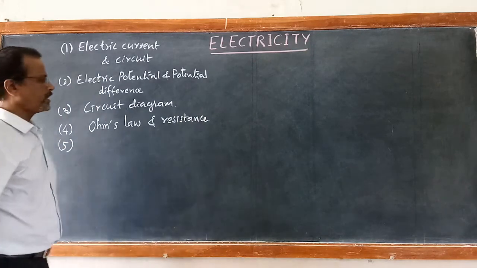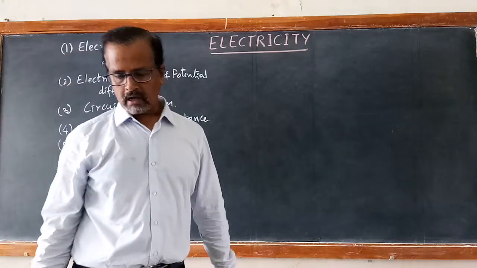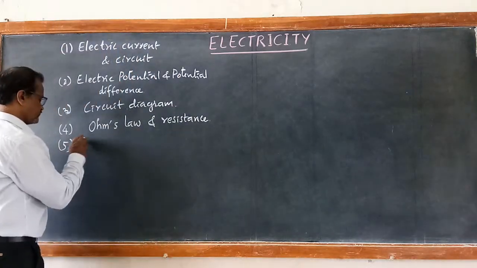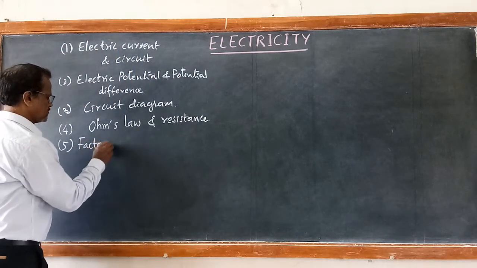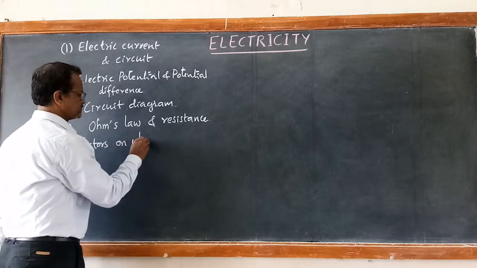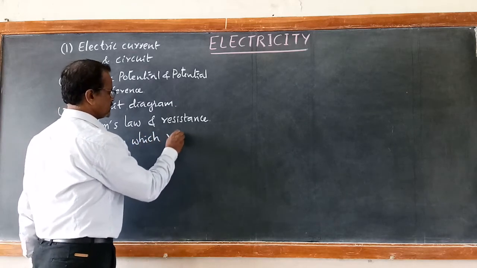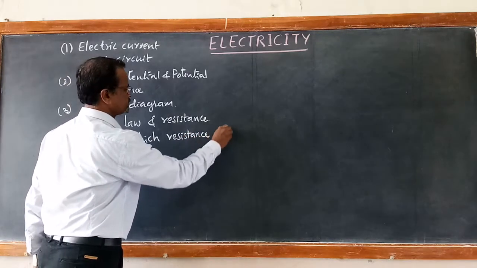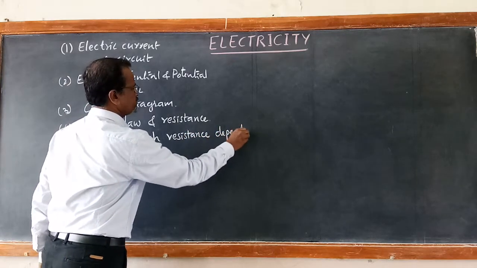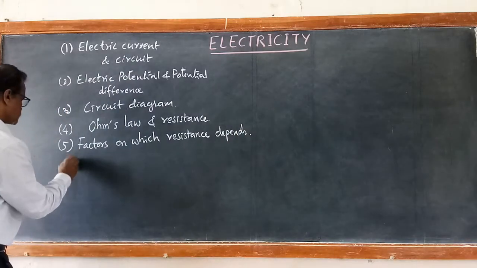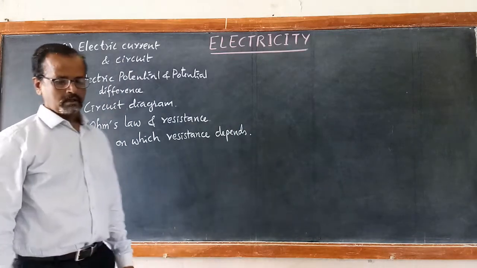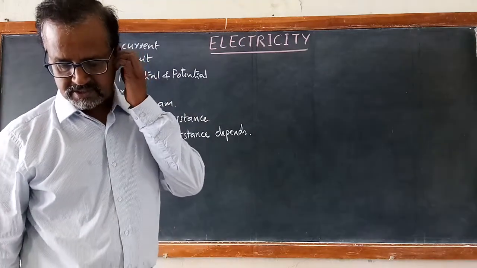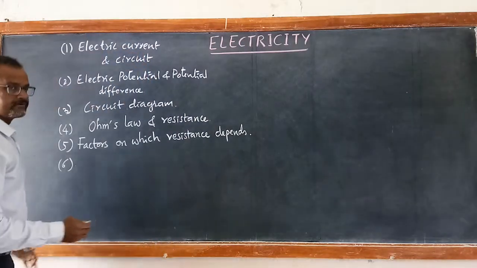Fifth important point, factors on which resistance depends. Very important. Sixth one, resistance of a system of resistors, combination of resistors.